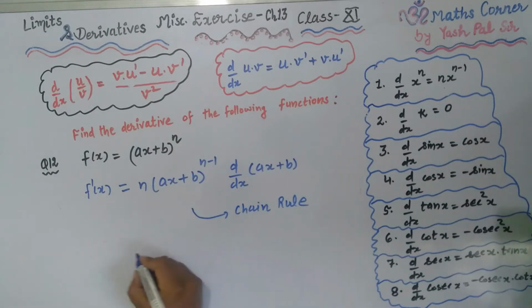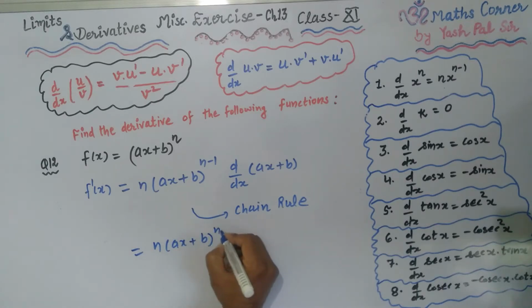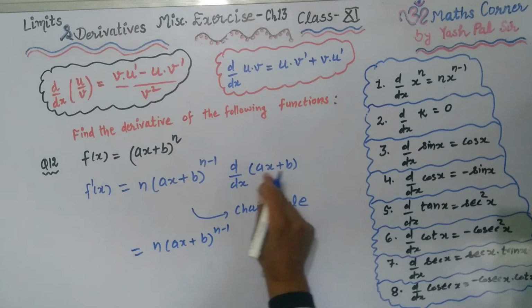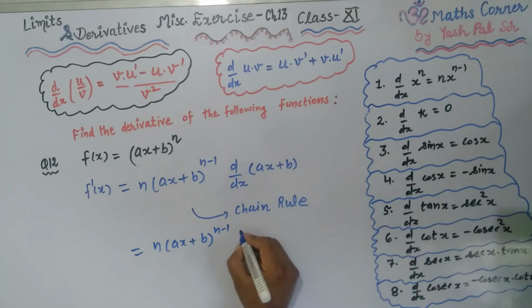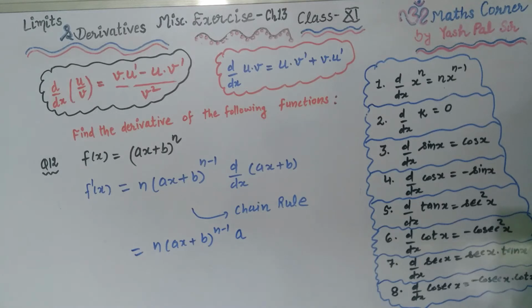Now next is n into ax plus b whole raised to power n minus 1. Derivative of ax plus b is a. Derivative of b is 0. So this is the answer to this question.